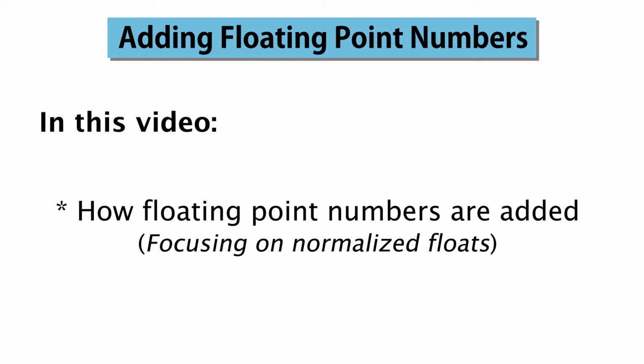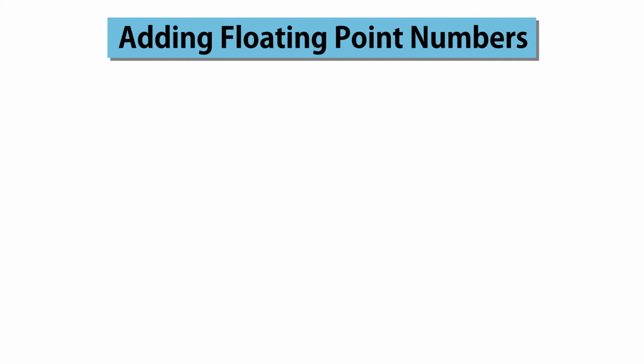Denormalized floats are handled similarly. Infinities and NaNs are handled specially. We'll assume that you're already somewhat familiar with normalized floating point numbers and their representations. Again, we have a separate video on that topic, and we'll review it here only to the extent necessary to make our current topic intelligible.